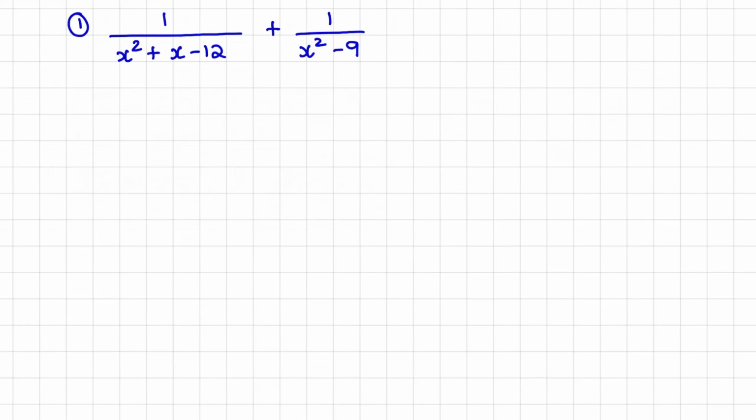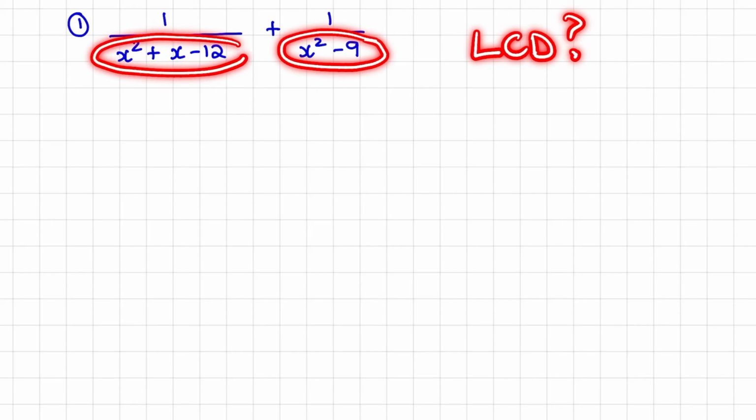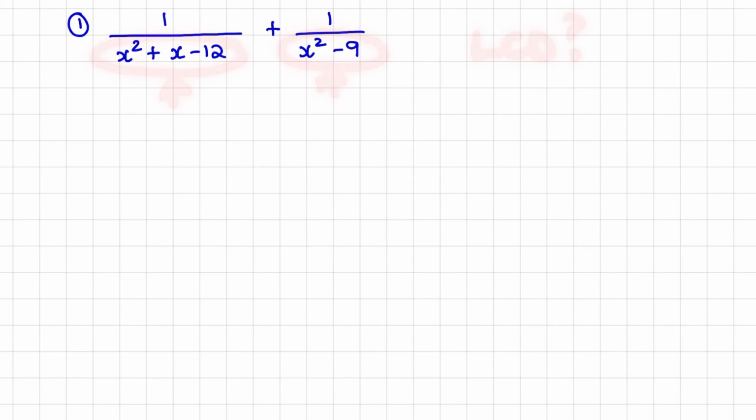In our first example, we have 1 over x squared plus x minus 12, and the second term is 1 over x squared minus 9. What we want to do is find the LCD. But before we can find the LCD, we need to rewrite the terms in the denominator, and we can do this by using methods of factorization.